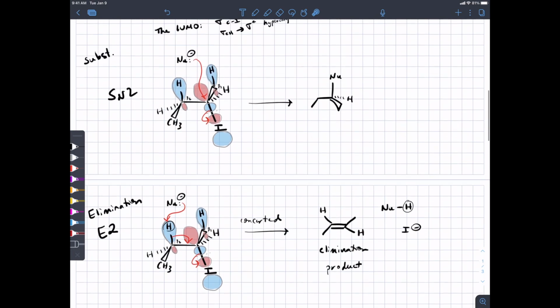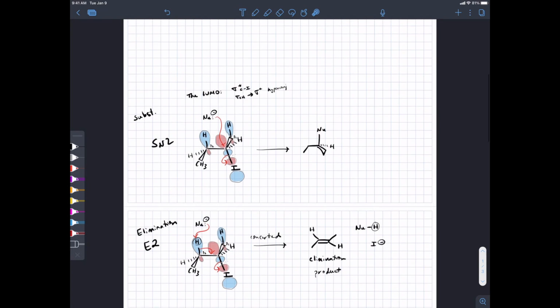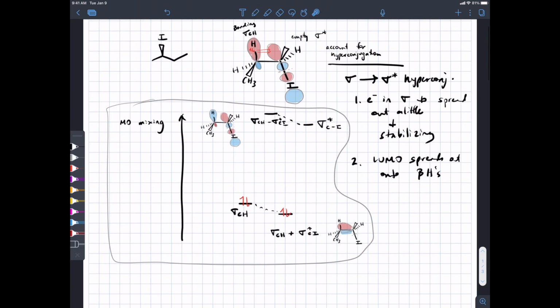Okay, so we are going to talk about what characteristics in both the electrophile and the nucleophile favor elimination versus substitution. Now, is there anything else you want to ask about the SN2 reaction mechanism at this stage?